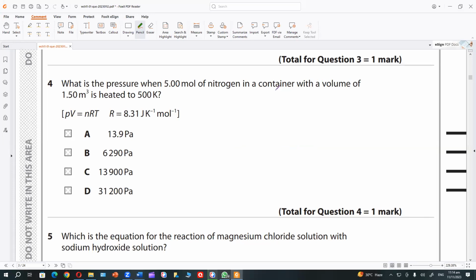What is the pressure when 5 mole of nitrogen in a container with a volume of 1.5 meter cube is heated to 500 Kelvin?